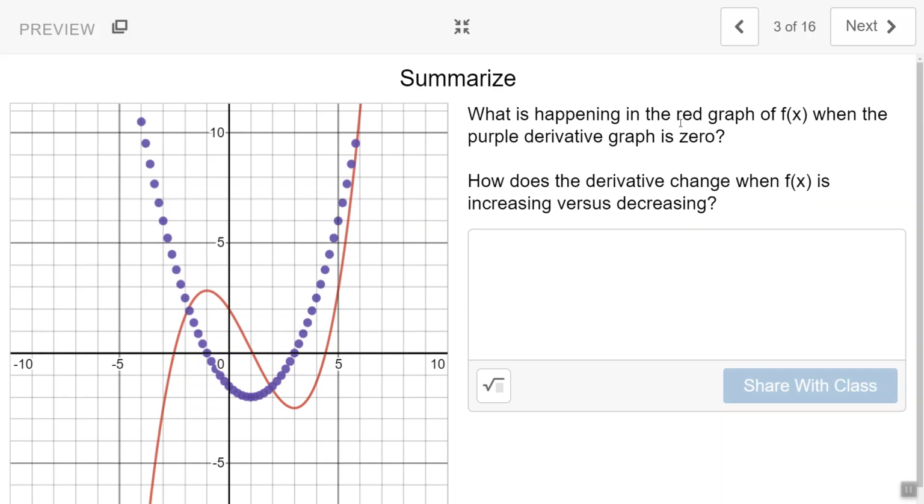So it says, what is happening to the red graph of f of x when the purple derivative goes to 0? Well, when we get to here and we get to here, what's happening? When we get to those slopes of 0, we're either at a maximum point or a minimum point, okay? Do you guys agree? How does the derivative change when f of x is increasing versus decreasing? Well, if the graph is increasing right here, like it was from here, are my derivative values positive or negative? Are they above the x-axis or below it?